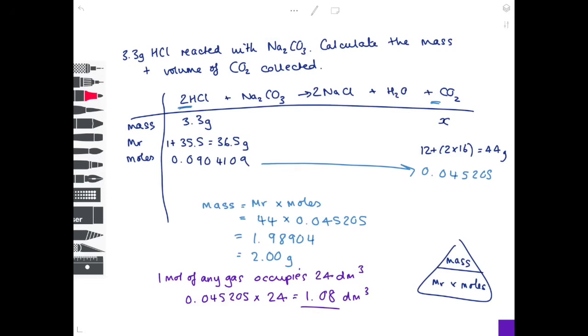Do notice that they could have asked you it in terms of centimeters cubed, and in order to convert decimeters cubed to centimeters cubed, you just have to times by 1,000. So just times that number by 1,000, and therefore your answer here is 1,080 centimeters cubed to 3 sig fig.